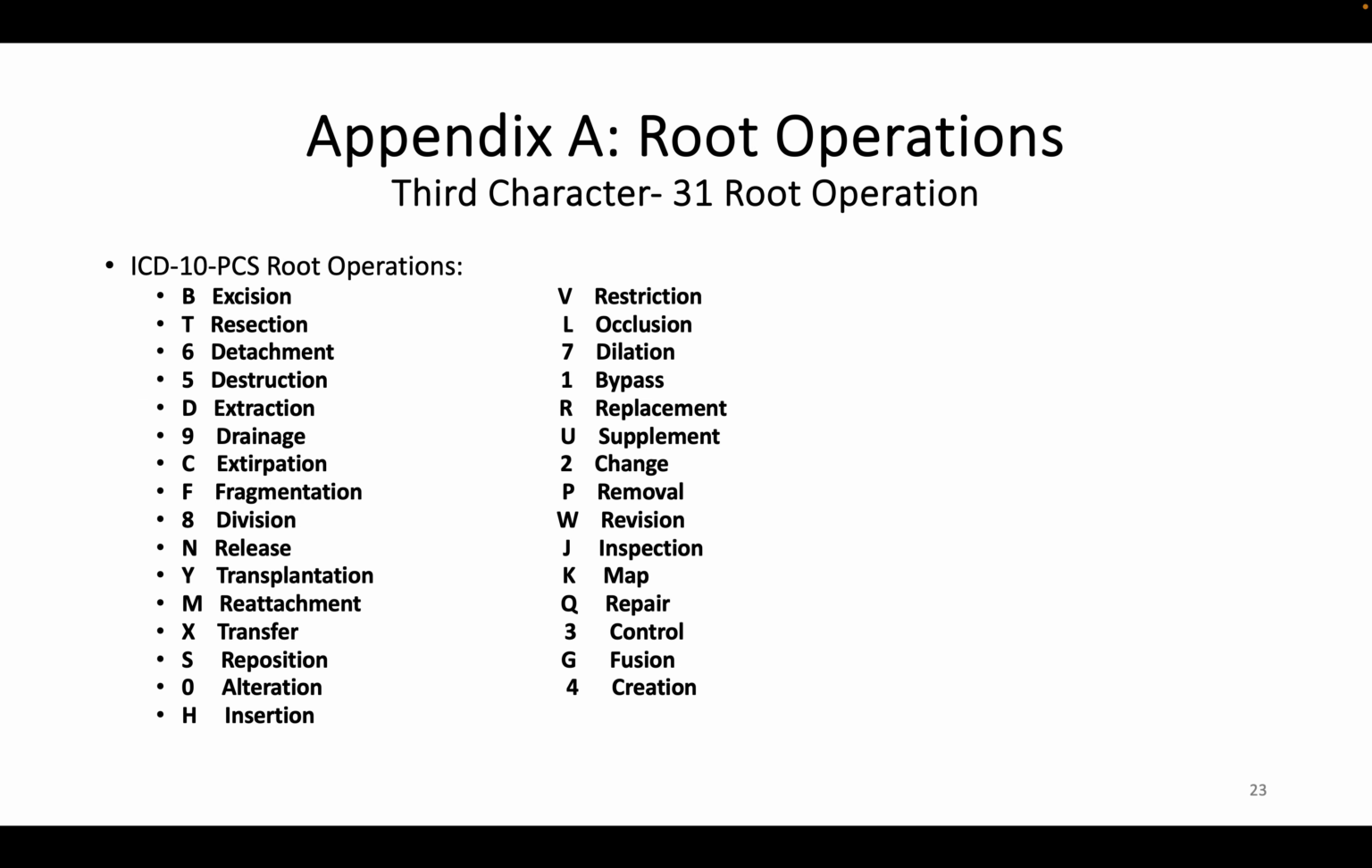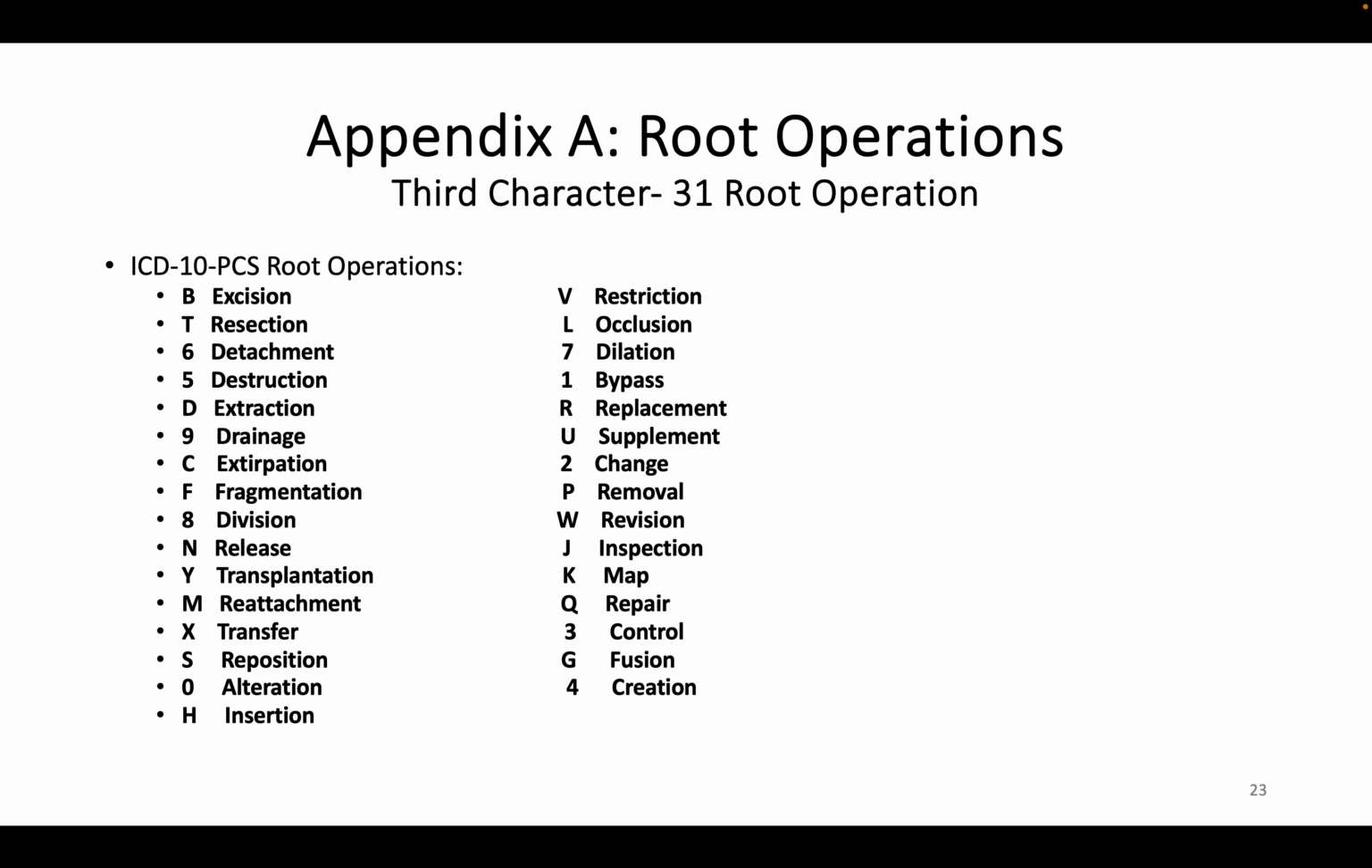Now let's go to our appendix. Appendix A talks about the root operations. This is your third character in building your code. There are 31 root operations. We're going to go over each one of these and explain how you can differentiate them from one another.